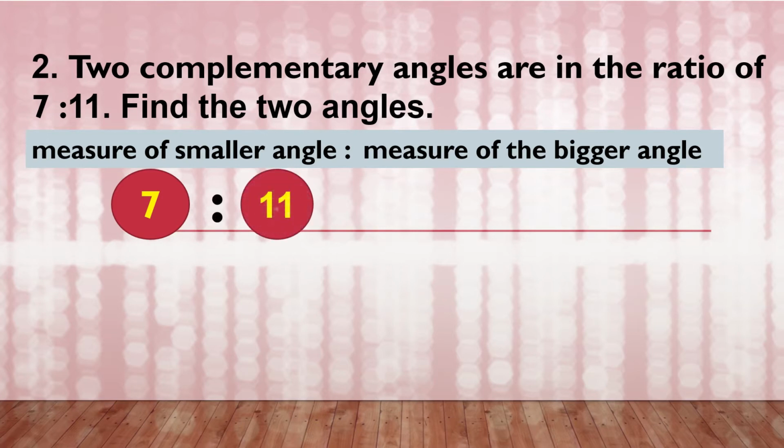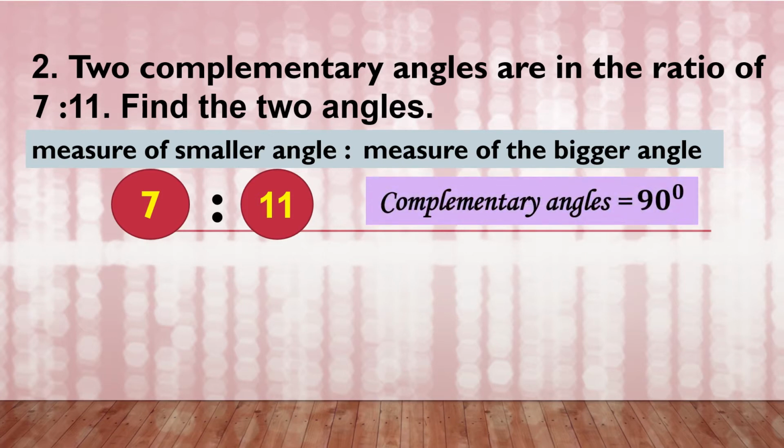Now next, I'll be adding 7 and 11. So 7 plus 11 is equal to 18. That's the whole thing. But of course, before solving it, we have to take note that complementary angles are two angles whose sum is equal to 90 degrees. Let me continue. So to solve for the smaller angle, I'll take 7 out of 18 and multiply it with 90 degrees. So I can cancel out 18 and 90 degrees.